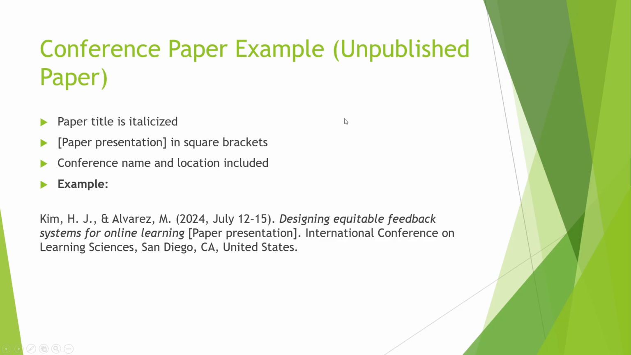A conference paper. These are also very popular for research. If it comes from a conference but it's not published, you want to italicize the paper title, and then your paper presentation is in brackets, and you want to include the conference name and where it was located. So not just San Diego, California, but San Diego, California, US. You do that with any country.